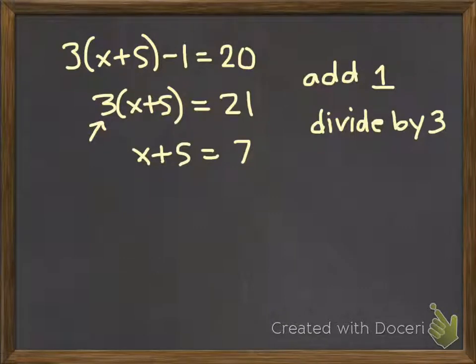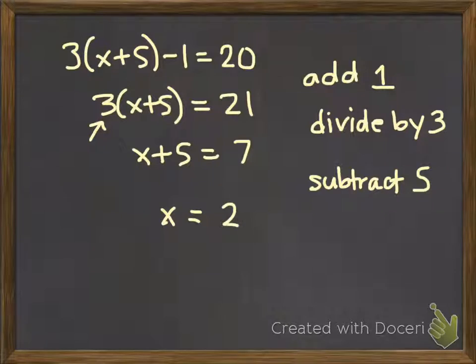And the last step they did was add 5. So now I'm going to do the opposite. I'm going to unwrap it. I'm going to subtract 5 from both sides. I get x equals 2. So we're back to where we started.